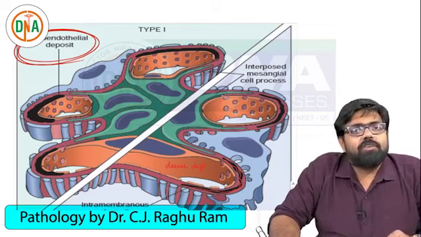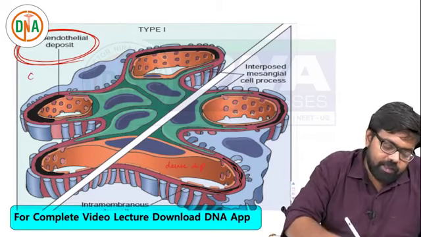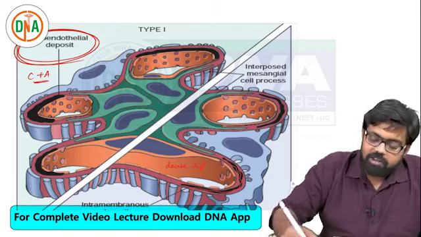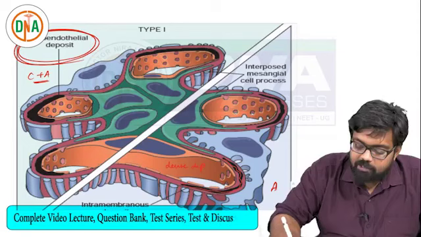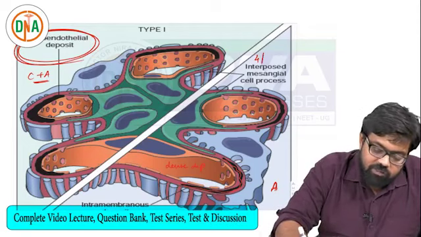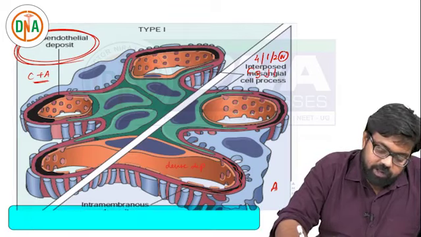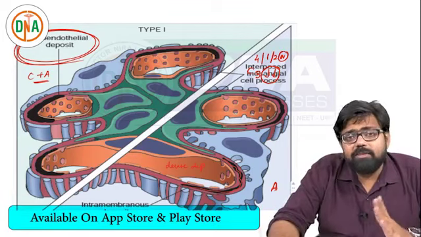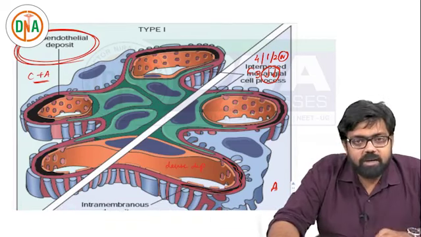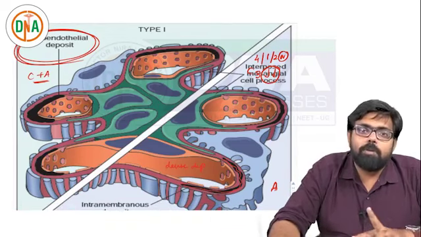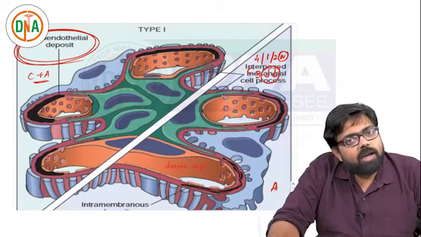And another characteristic difference between 1 and 2 is 1 will be involving the classical and alternate pathway, whereas 2 only will be involving the alternate pathway. So C4, C1, C2 will be normal, whereas only C3 will be decreased. This decrease in C3, is it transient or persistent? Persistent.